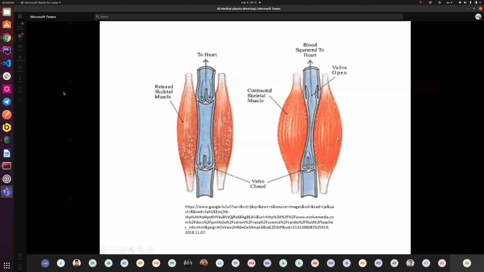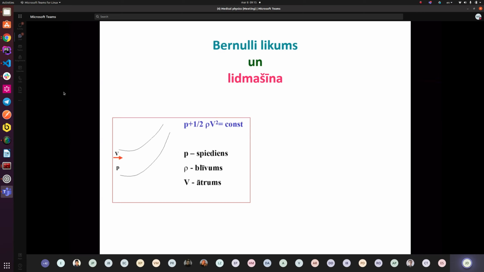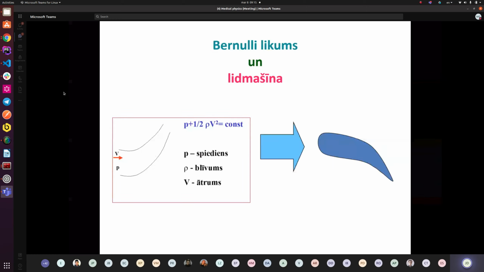So this is the scheme of the blood vessel and the muscles. So when we have systole, you see everything is fine. Behind the systole, the vein, the blood vessel is pressed. And now a little bit of Bernoulli law and the aircraft. So actually Bernoulli law explains how the aircraft is able to fly. So this is the wing of the aircraft. We provide the airflow by the engines, for instance, and have a look.